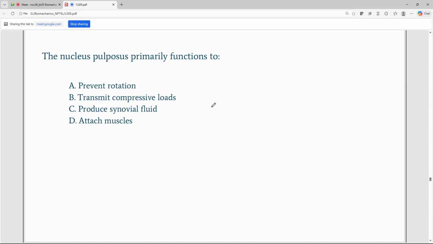Next question. The nucleus pulposus primarily functions to which of the following? Options are prevent rotation, transmit compressive loads, produce synovial fluid, option D, attach muscles. What is the primary function of nucleus pulposus?